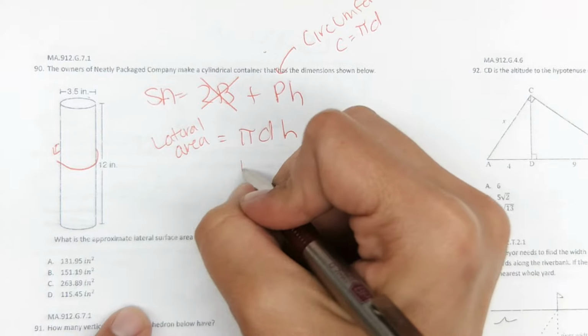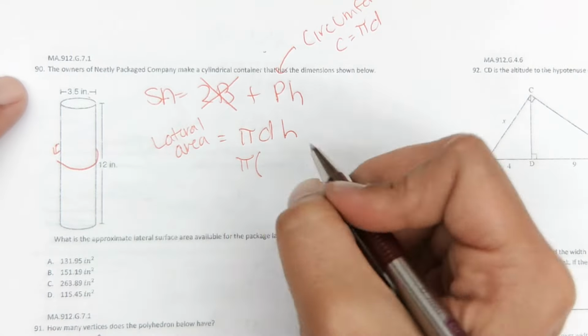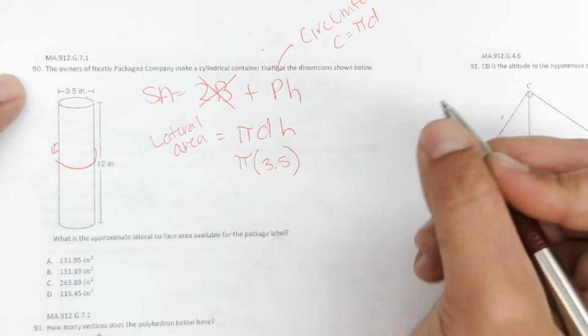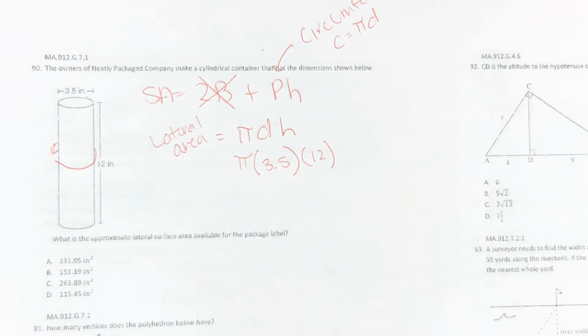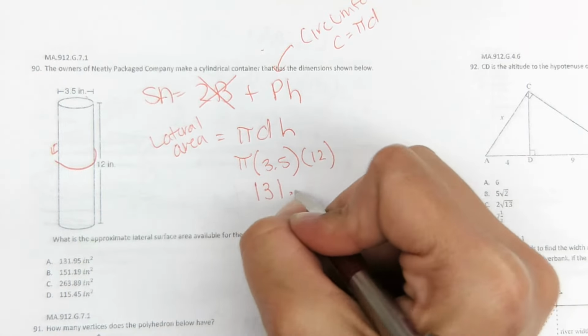So pi diameter gives us 3.5, and then the height is 12. And then we multiply these three numbers, and it comes out to 131.95.